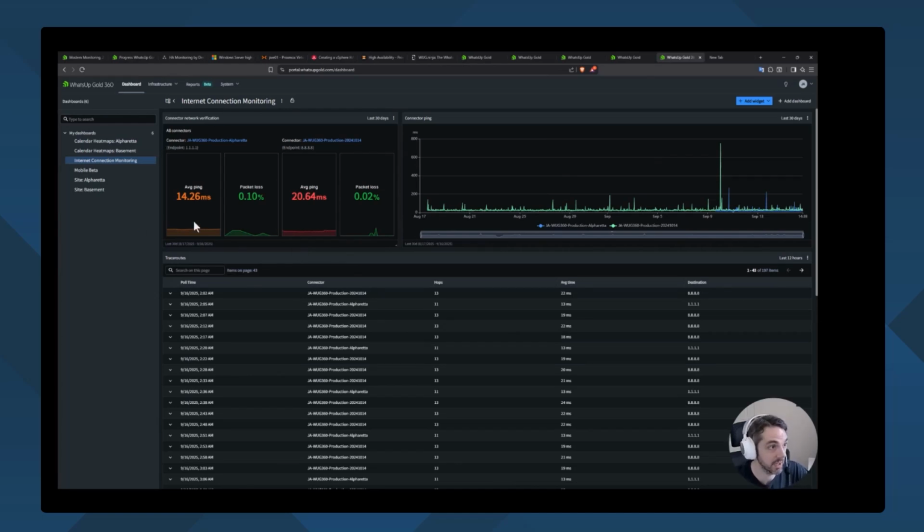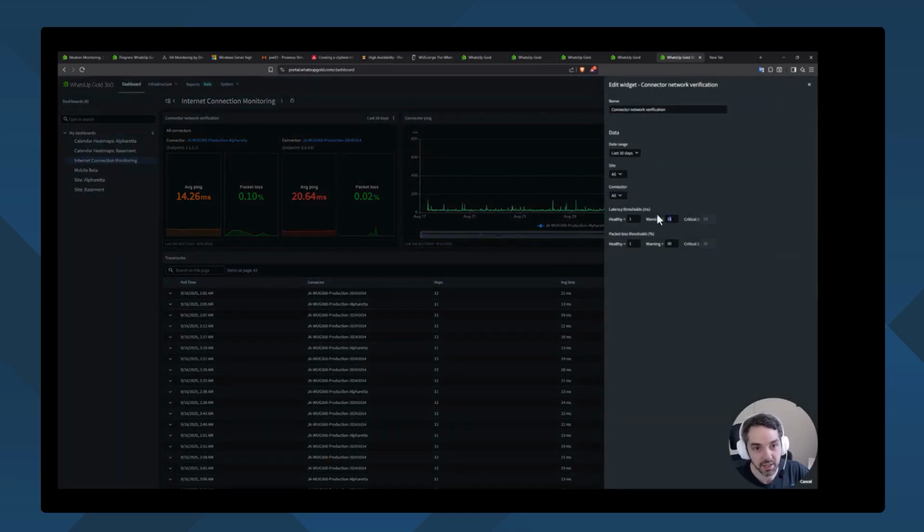You need to investigate. As part of that internet connection monitoring, we did add the ability to look at the network verification statistics over time, as well as trace routes over time. You'll see here 20 milliseconds and 14 milliseconds obviously aren't too terrible, but I modified these values to show that it's very customizable for your environment, and you can point these at specific things.